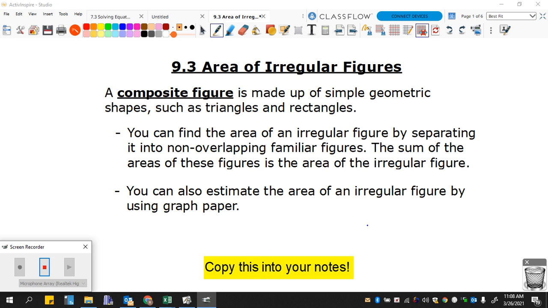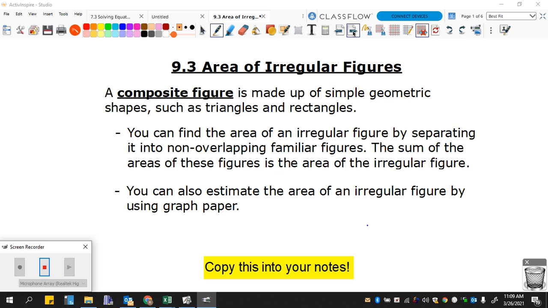Okay, so you can find the area of an irregular figure or a composite figure by simply finding the area of the triangles and rectangles and whatever other familiar shapes we have, and then adding them together, which gives us the area of the irregular figure. Another way to estimate the area of an irregular figure is by using graph paper and counting the number of squares it covers. So go ahead and copy these notes into your notebook.